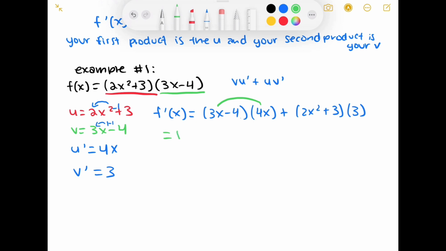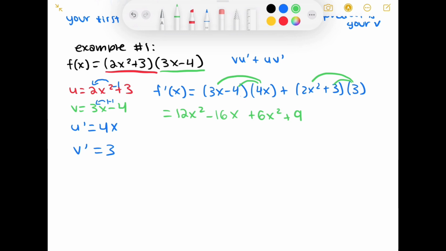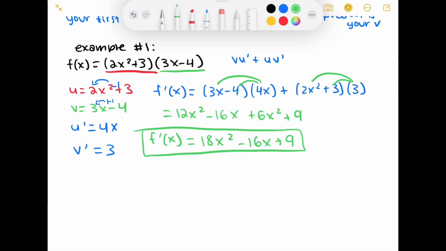4x times 3x is 12x squared. And then 4x times negative 4 is negative 16x. And that's going to be plus, and we're going to multiply the other side. 3 times 2x squared equals 6x squared. And then 3 times 3 is 9. And we're just going to combine like terms, and we are left with f prime of x equals 18x squared minus 16x plus 9. Pretty simple, and that is our first example.